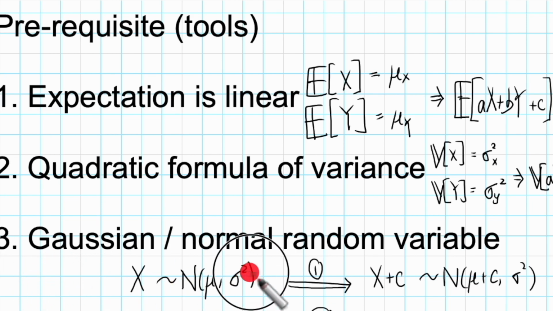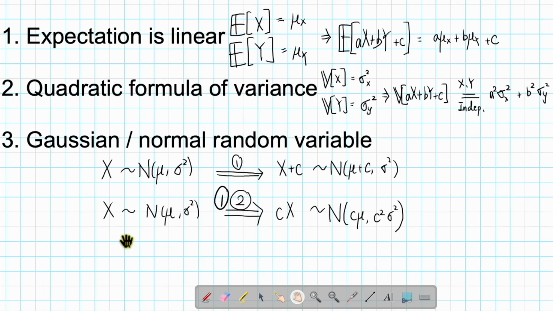The third thing is about normal random variables. Suppose X is normally distributed with mu and sigma squared. Then by 1, if I add c to X, that means I shift everything in X by c. This shifting affects the mean, giving mu plus c, but it does not affect the variance. So X plus c is also a normally distributed random variable, but it only shifts the mean by plus c. Now suppose X is the same random variable. Because of 1 and 2, if I scale X by a constant c, then the mean of X will be scaled up by c, and by 2, the variance of X will be scaled up by c squared. So cX will be a normally distributed random variable with mean mu c and variance sigma squared c squared.